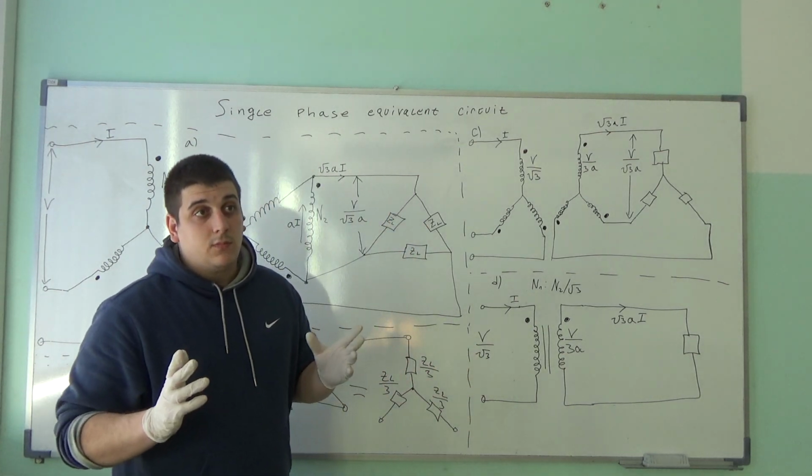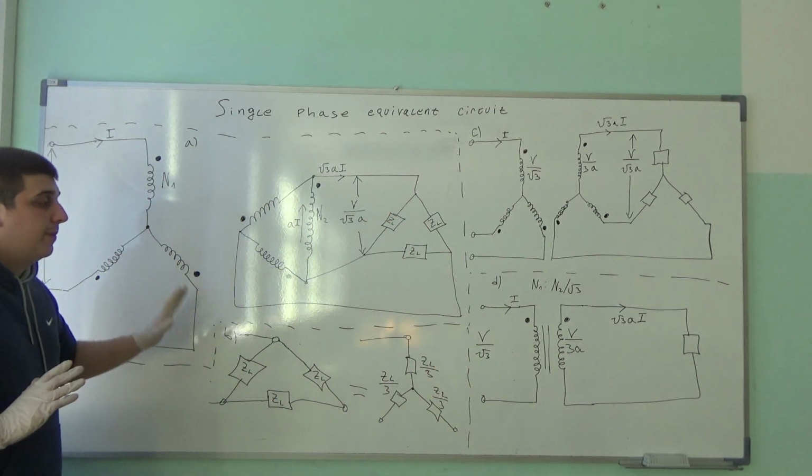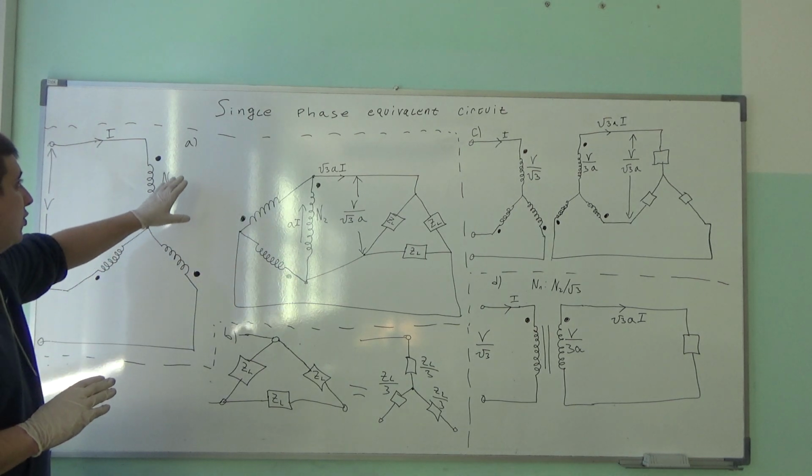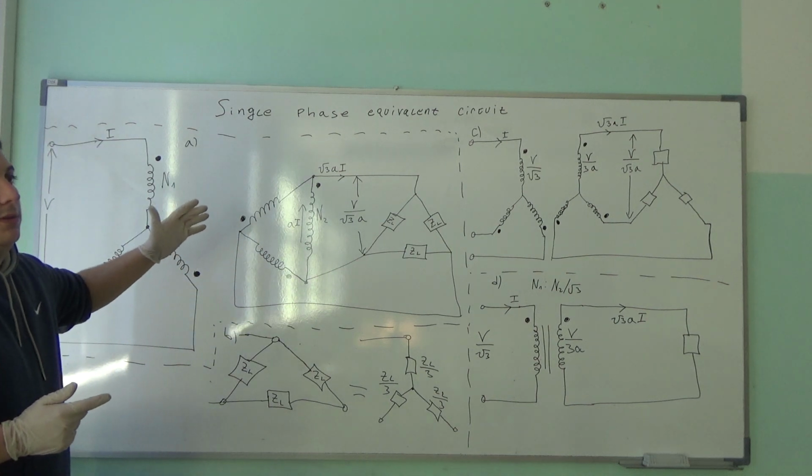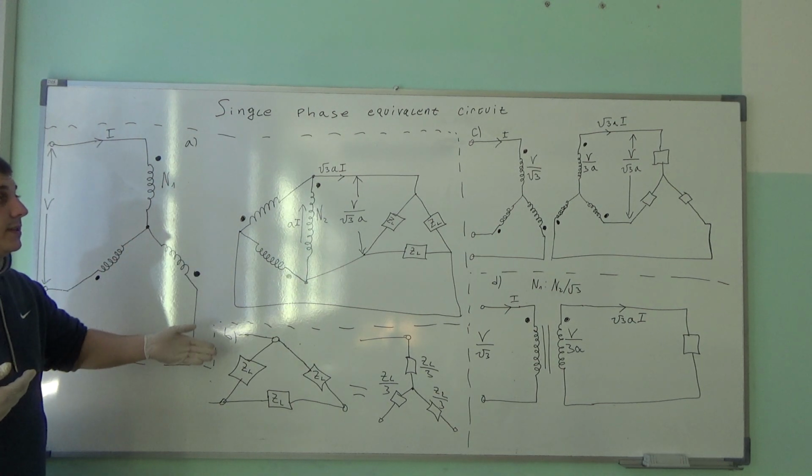So let's start. I have 4 drawings over here. This is drawing A, drawing B, drawing C, and drawing D. We're going to go alphabetically: A, B, C, and D.